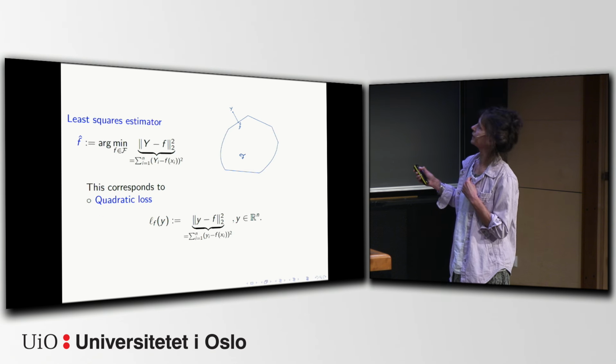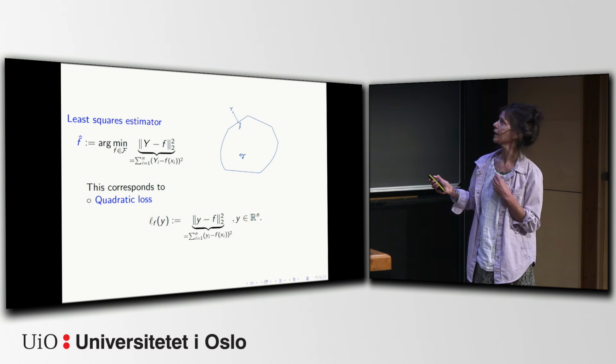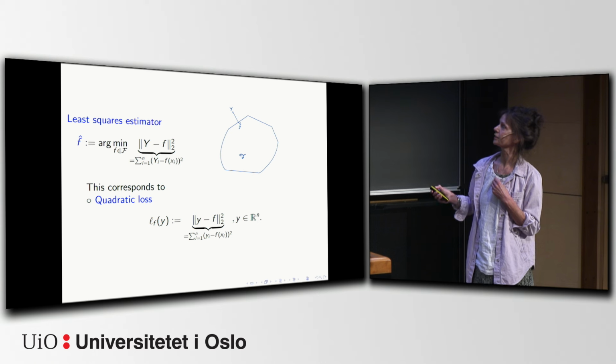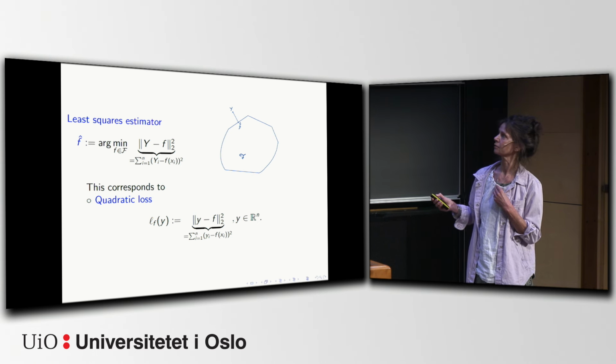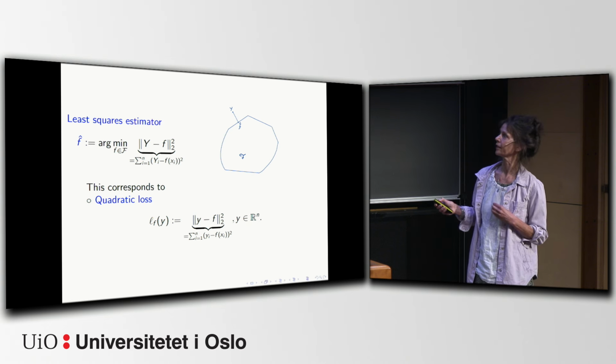So there's this space. That's the model for your regression function, this script f. And then your estimator is using the quadratic loss, and then you get the least squares estimator, which just uses the point in your model class which is closest to your observation. And that's my estimator f hat.